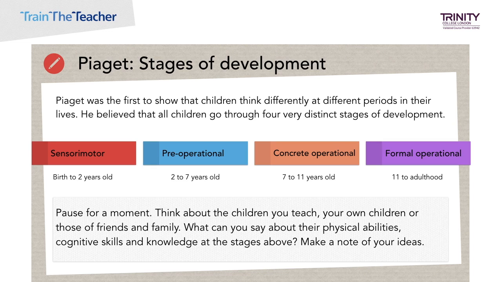Pause for a moment. Think about the children you teach, your own children, or those of friends and family. What can you say about how their physical abilities, their cognitive skills and knowledge develop at the stages above? And make a note of your ideas. We're going to look in turn at each one. When you're ready, click to continue.